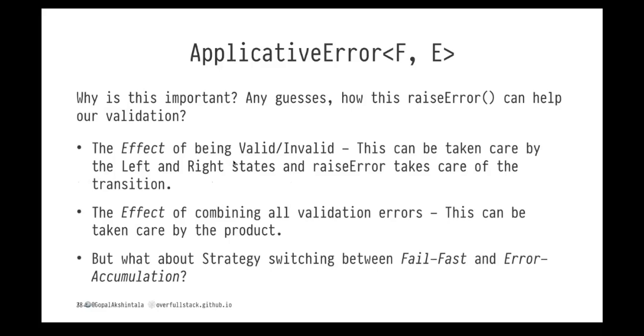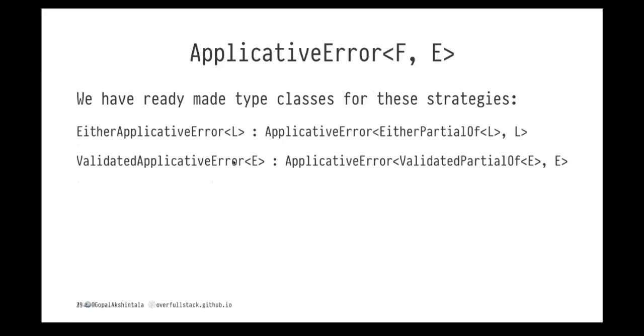So the third one is how we can actually do strategy switching. Like I've said, Either.applicativeError is going to give you this Either ApplicativeError class. This is an intimidating signature to see, but if you see that F belongs to Either partially applied and E belongs to L, these are not really difficult. If you just go to the source code and see what they represent, it all is going to make sense. If this works out, I can take another session to go in depth once we are all comfortable with the vocabulary.